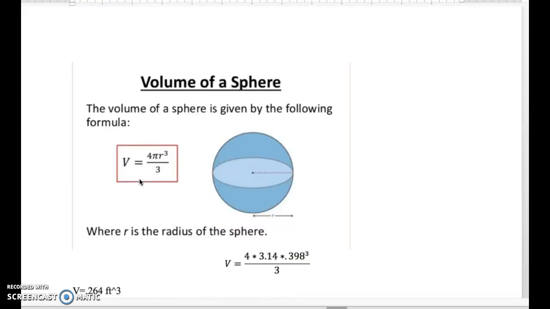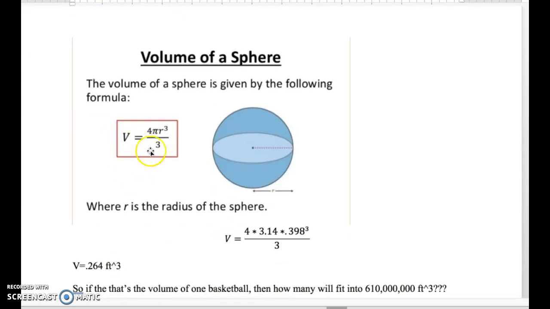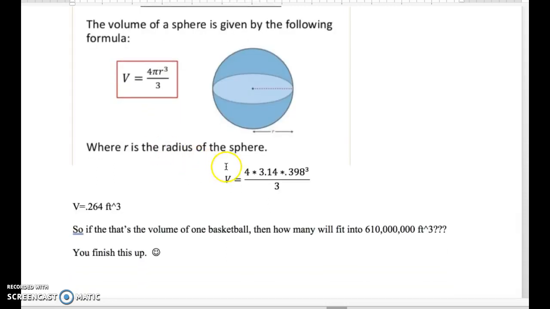Now we can find the volume. Here it is again. Volume equals 4 pi r cubed divided by 3. We simply plug all of that in: 4 times pi times 3.98 cubed divided by 3. If you work all of that out, remember that you have to do the correct order of operations, so exponents come first. Please excuse my dear Aunt Sally. Do this first, then multiply by 3.14, then multiply by 4, and then take that whole answer and divide by 3. You'll get that the volume equals 0.264 cubic feet. Remember, volume is always in cubic units of measure.